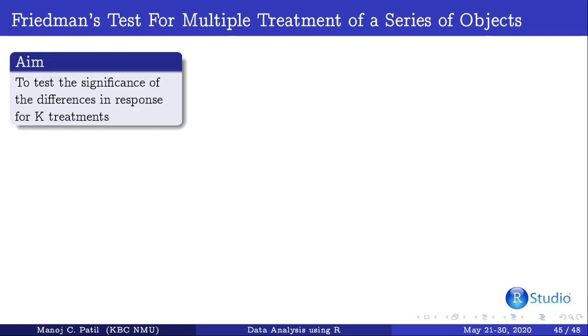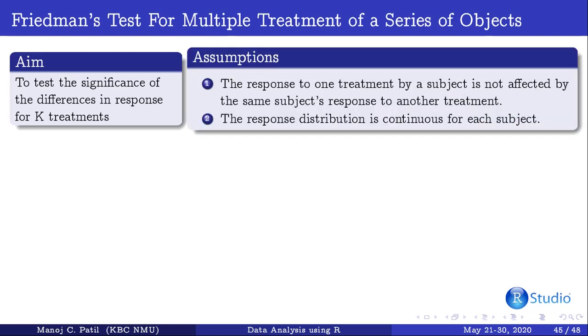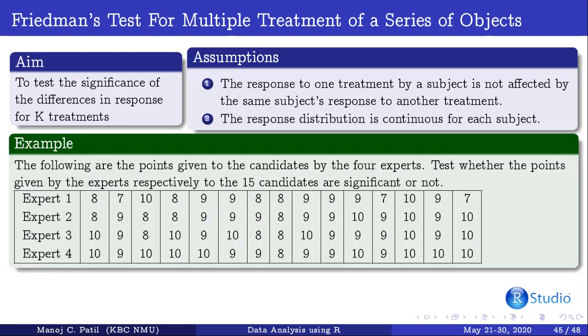It tests the significance of the difference in response of K treatments and L blocks. The response of one treatment by a subject is not affected by the same subject's response to another treatment. The response distribution is continuous for each subject.